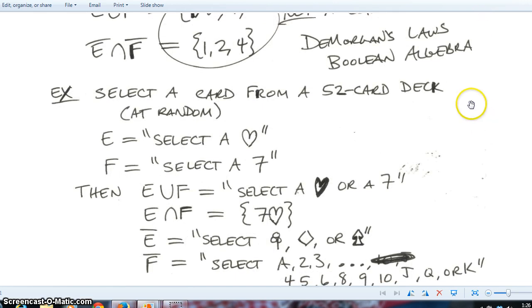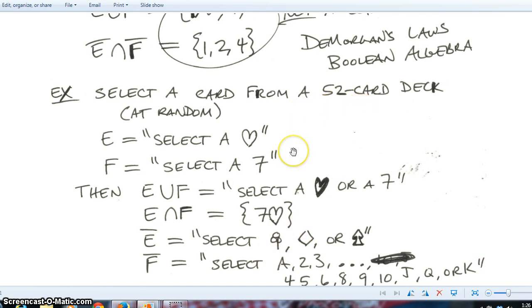Okay, so another example, this time maybe not as artificial. Select a card at random from a 52 card deck. Remember, a 52 card deck has the 4 suits: hearts, diamonds, clubs, and spades. And each of the suits has 13 ranks, from ace all the way up to king. Or I could start at 2 or deuce and go all the way up to ace, but let's say we're playing low ball. Start at ace.